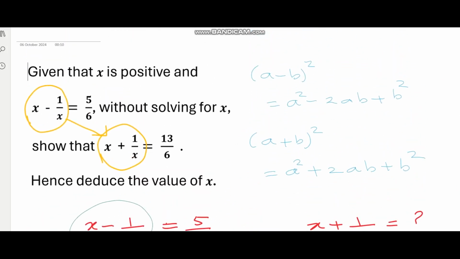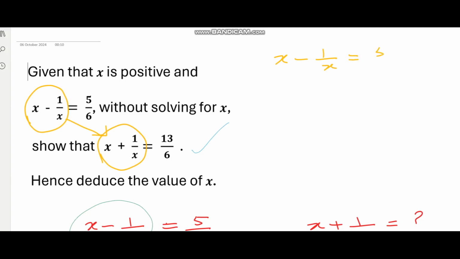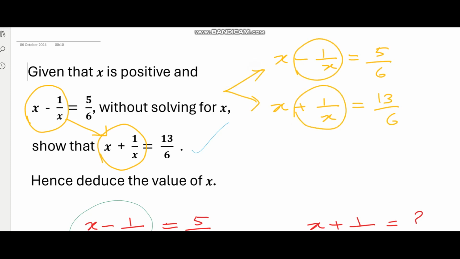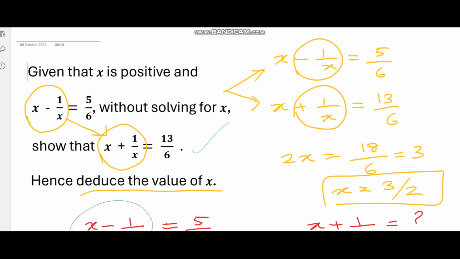So let's go here. We've done the first part. Now they're asking us to deduce the value of x from this. So x minus 1 over x is 5 over 6. x plus 1 over x is 13 over 6. If you add these two equations, this term and this term cancel out. 2x is equal to 13 plus 5, 18 over 6, that is 3. Therefore, x is 3 over 2. So we've deduced the value of x.